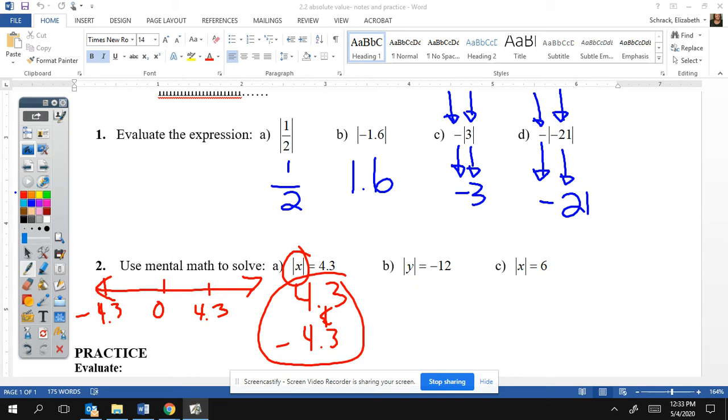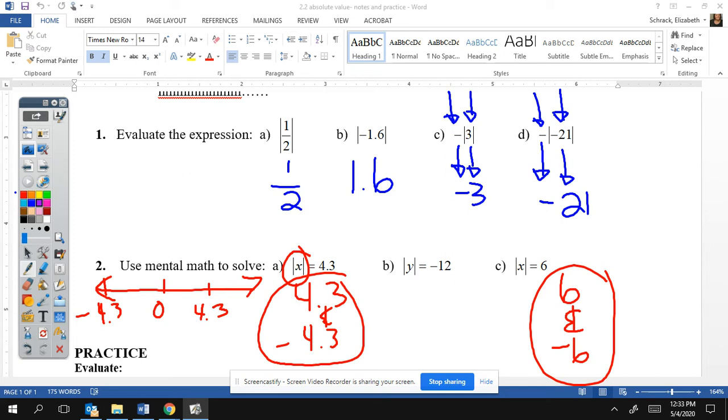Okay, C is similar, just with a whole number this time. If you need to, you can actually draw out a number line if you want to, but what number or numbers are 6 steps away from 0 on the number line? Well, mimicking A, we would have a positive answer of 6, and -6 would also be 6 steps away from 0 on the number line.